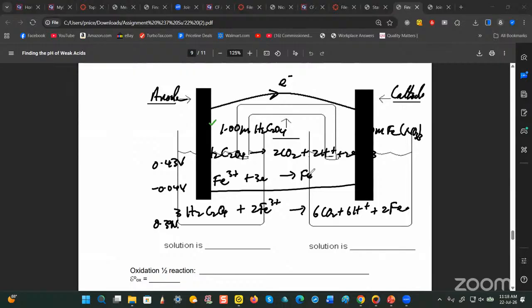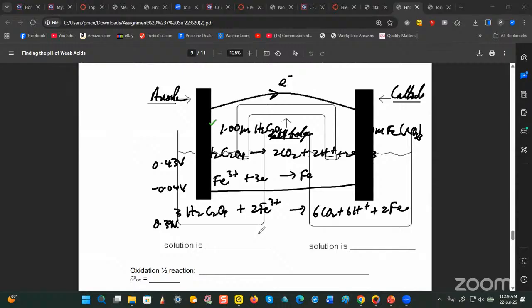Solutions and the electrodes. Right. Electrodes kind of shouldn't be there. Oh, that's the salt bridge. Yeah, salt bridge. And I think that's it as far as labeling is concerned. I don't think there's anything else we need.